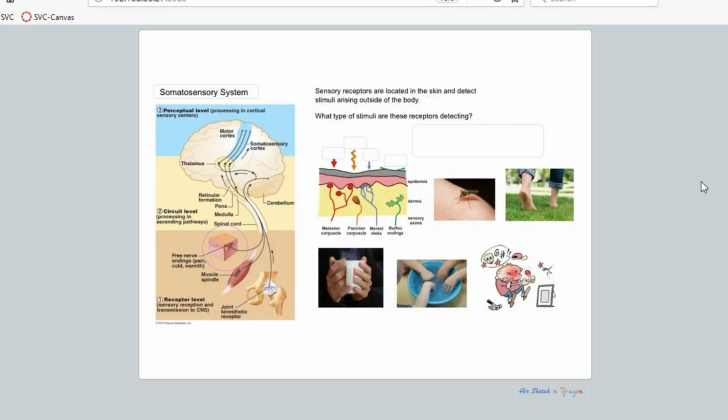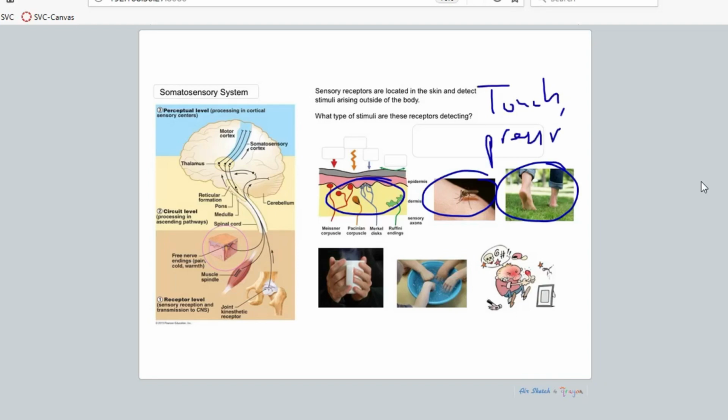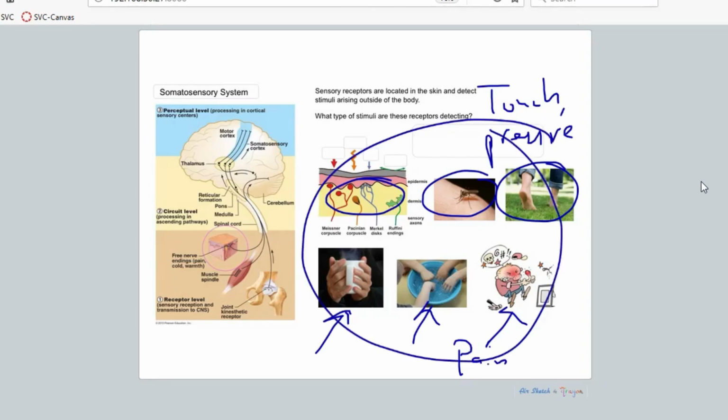Now, what types of senses or stimuli are these sensory receptors detecting? Same thing as we have going on here. Same thing as we have going on here. All different types of touch and pressure. Okay. And then what about here? What are we detecting there? We're detecting hot. We're detecting cold. What are we detecting there? We're detecting pain. So all of these sensory receptors in the skin detect this type of information.